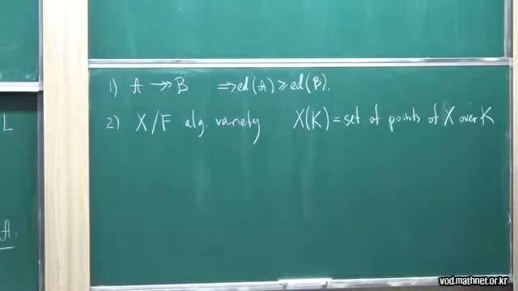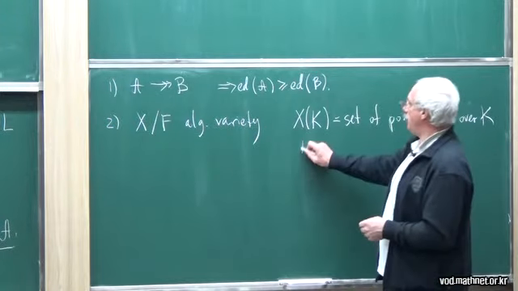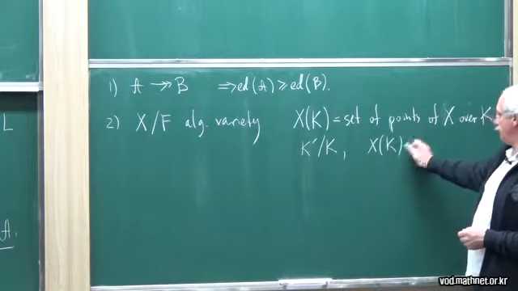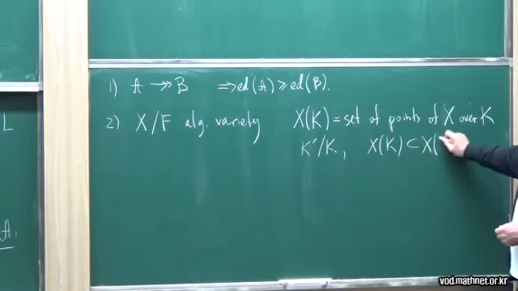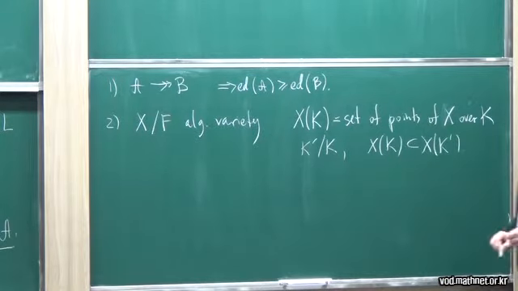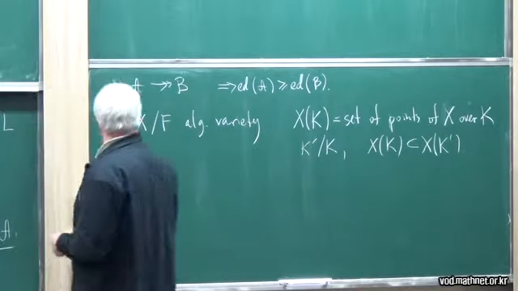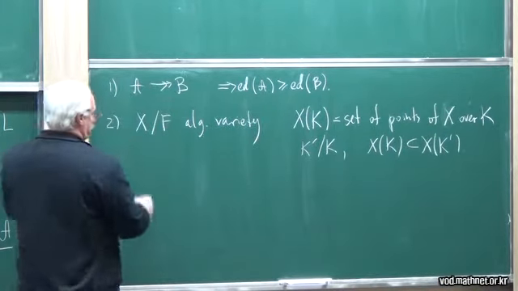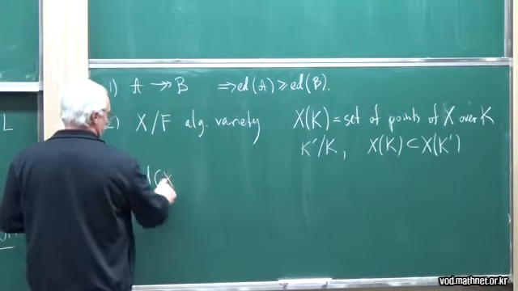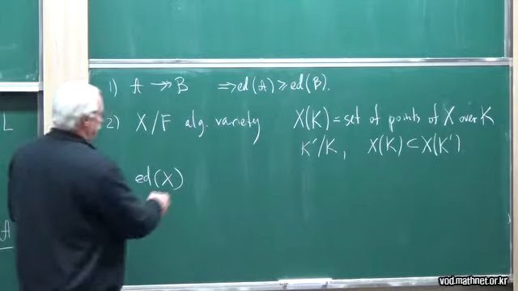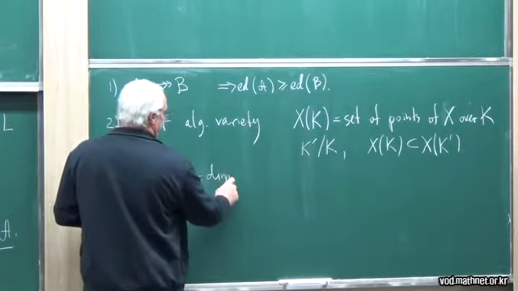So every variety has points over a given field. And of course, if K prime is a field extension of K, then solutions over the smaller field are embedded in the solutions over the larger field. So these maps in the definition are just inclusions, injective maps. And then we can ask what the essential dimension of X is. And again, it's fairly easy, it follows from the definition that it is nothing but the usual dimension of the variety.